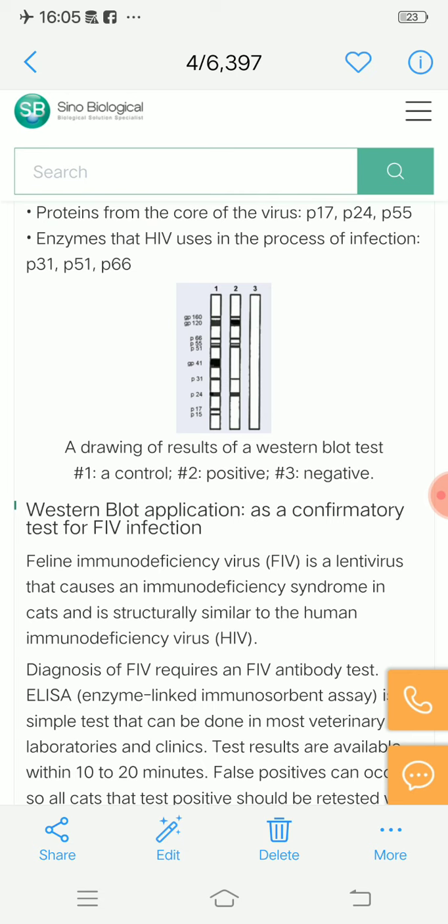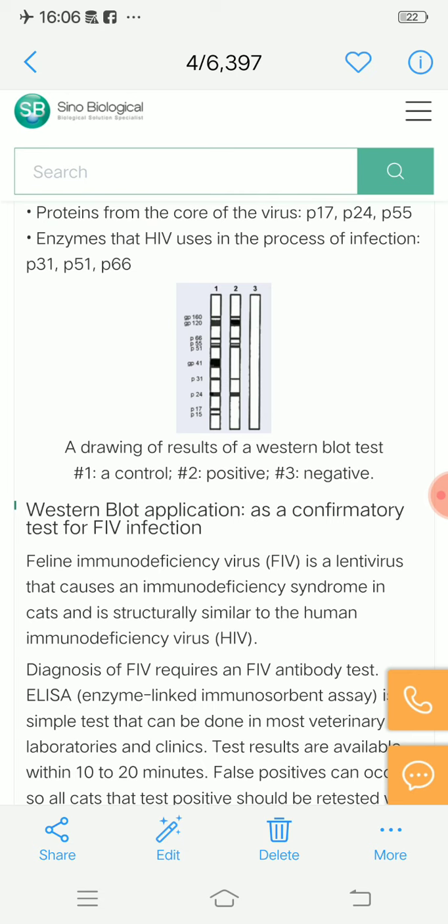In that Western blotting you are using two probes. The first probe is the serum of your patient which contains the anti-HIV antibody, and the second probe is the one which can recognize the Fc region of the first antibody. Which are the proteins? P31, P51, P66. In this figure we can see a Western blot test, with the first, second and third wells. The first is a control in which all HIV protein bands are given.